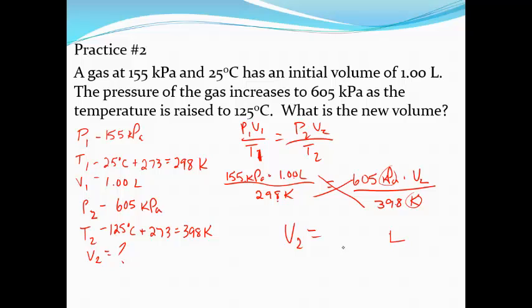So liters is our volume unit, and everything has 3 significant digits this time, so we need to stick with 3, and 0.342 liters should be your final answer.